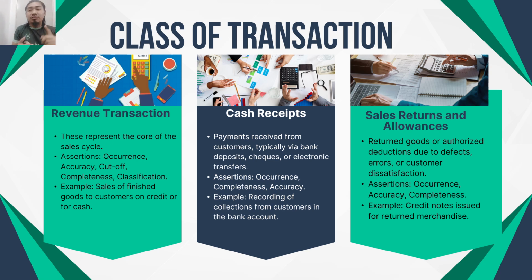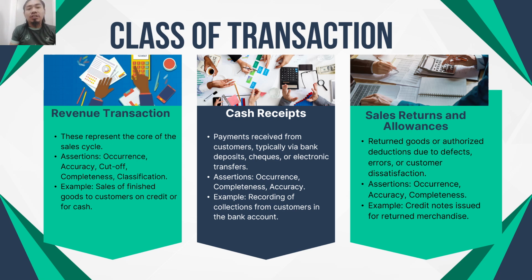Okay, next we go to cash receipts. This class involves payments received from customers, typically through bank deposit, check, electronic transfer, and others. The key assertions are occurrence: was the payment received from a real customer? Completeness: are all the receipts recorded? And accuracy: were the amounts recorded correctly? Okay, a customer payment is deposited and recorded in the bank ledger. That was the example.